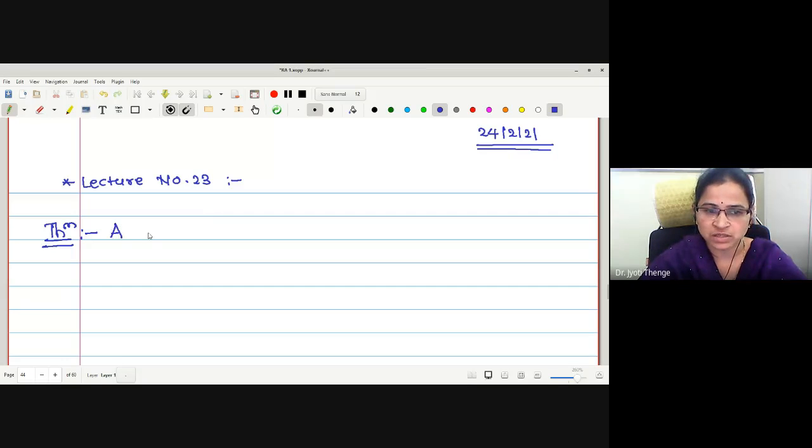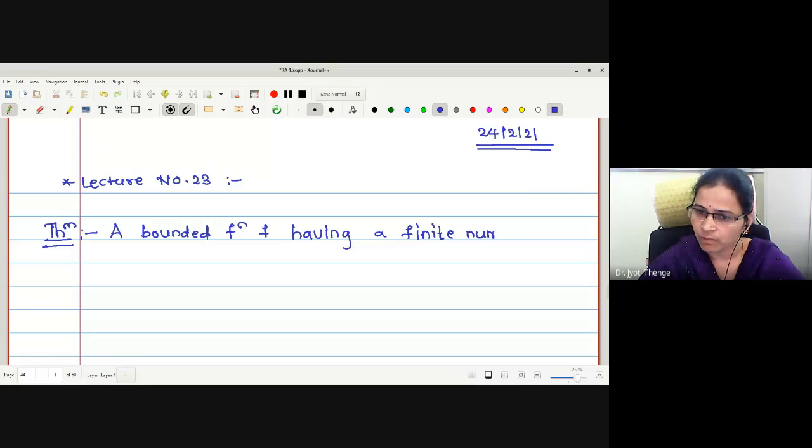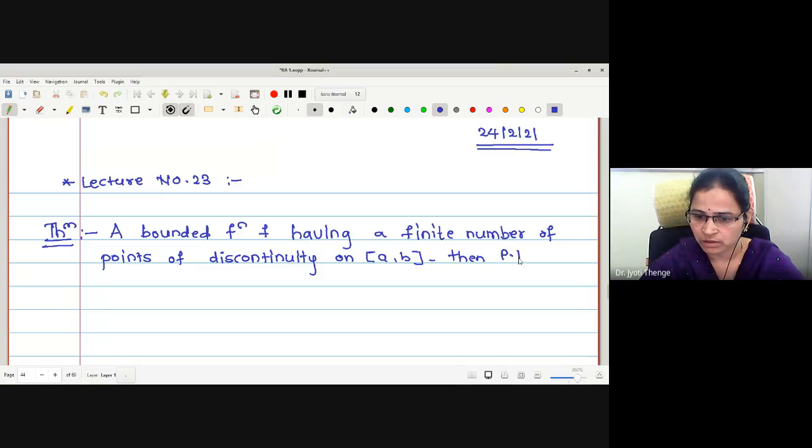The theorem statement is: a bounded function f having a finite number of points of discontinuity on closed interval AB, then prove that f is integrable on closed interval AB.